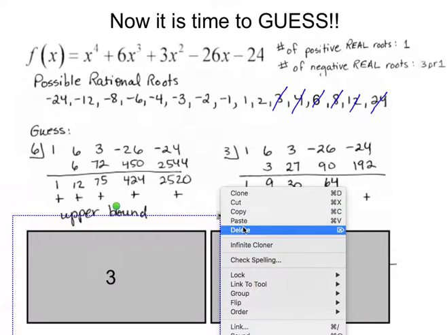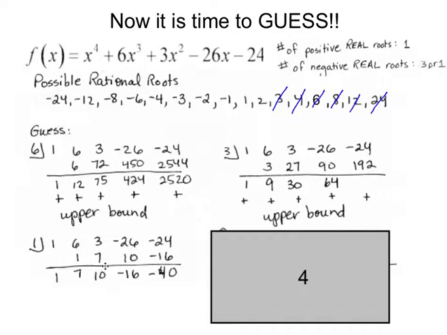Unfortunately, I didn't. And I guessed 1 next. One thing you should realize is teachers and authors like the number 1 as a 0. And a lot of times I will even check that first. So I did my synthetic division. This time I found my bottom row, I had some positive and some negative, so it's not an upper bound. And I know that 1 doesn't work. Now my only option left is 2. So that's what I guessed next.